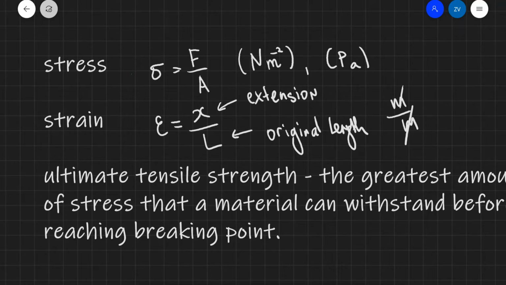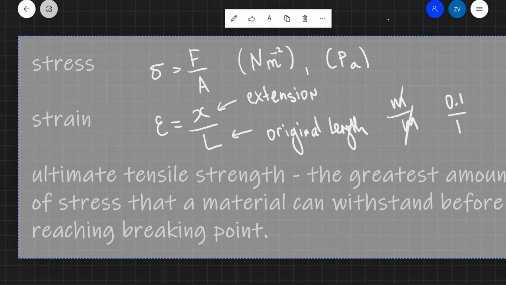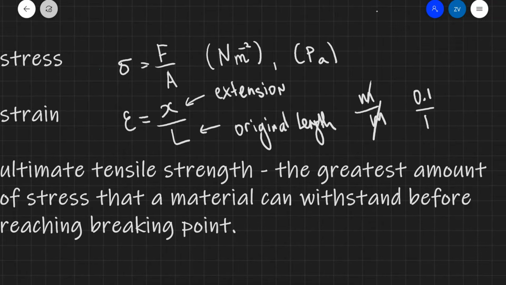It is often given as a percentage, by the way. For instance, if our original length was 1 meter, and then it's stretched by 0.1, our strain will actually be 10%. So we can convert that to a percentage, which is approximately equal to 10%. So don't get confused if you come across a question with the strain given as a percentage. We should be fairly confident converting those numbers from percentage to a fraction and vice versa.